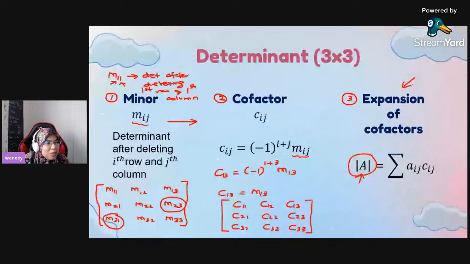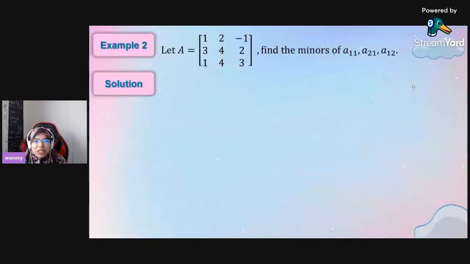Okay, next. We are going to proceed to the example on how to calculate the minor as well as the cofactor. So let A equal to 1, 2, negative 1, 3, 4, 2, 1, 4, 3. And then we have to find the minor for A11, A21, A12. So minor of A11 means you have to calculate M11. Minor of A21, you need to calculate M21. And minor of A12, meaning M12. Okay, so now we have 3 minors that we need to calculate.